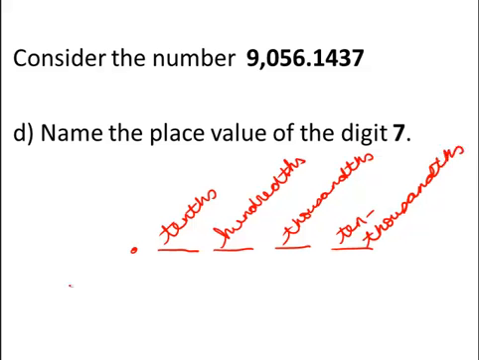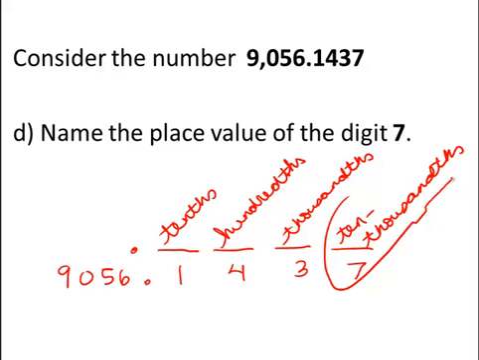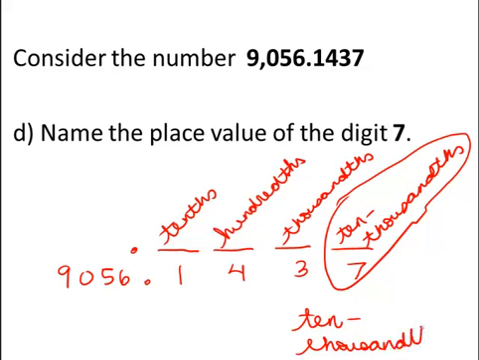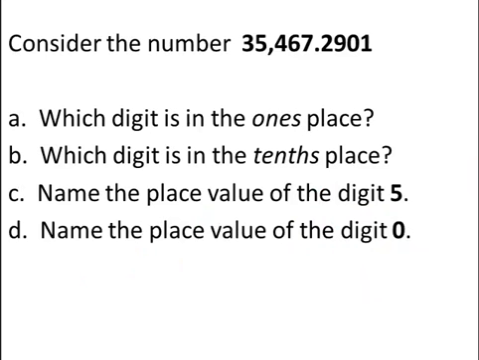Lining up the decimal which I have been given, name the place value of the digit 7. We would answer the ten-thousandths. And that is the end of this question.